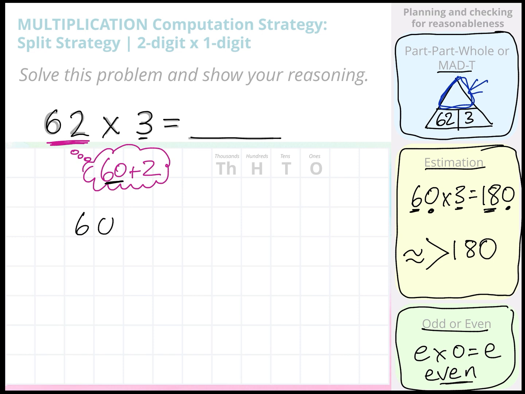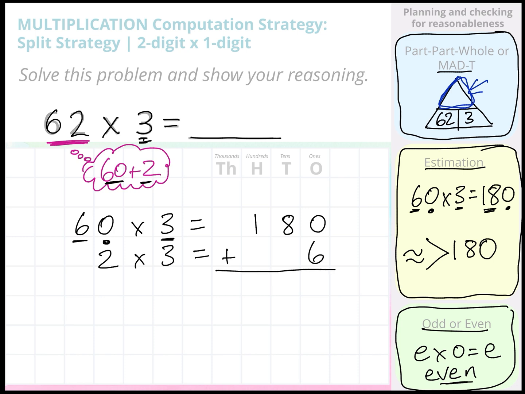We're just going to do the multiplication. So I'll do 60 times 3 equals 6 times 3 is 18, but it's upper place value, so that's 180. And I'll do 3 times 2, or 2 times 3, and 2 times 3 equals 6. And we'll add those together. 180 plus 6 is 186.